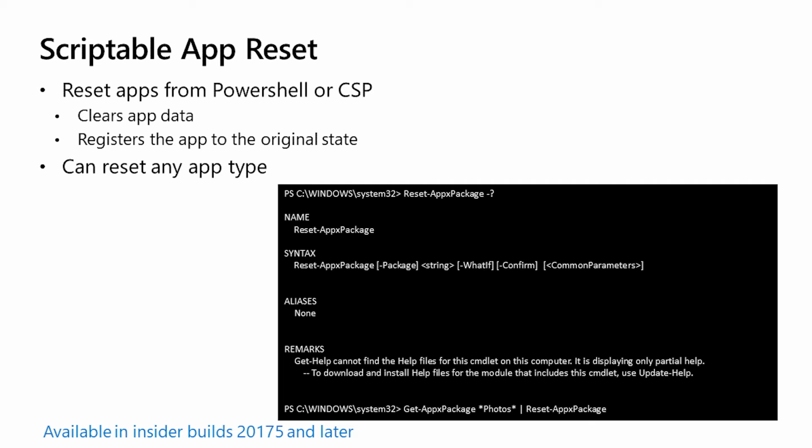What we are hearing from enterprises is, hey, this is cool, but if I determine my users are having problems, I don't want to have to walk them through going into settings. Is there a way I can just easily script this and fix it for them? And that's where this comes in. It's really just a scriptable app reset. It's giving you an easy way to automate resets of app packages.